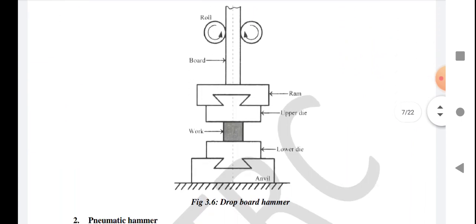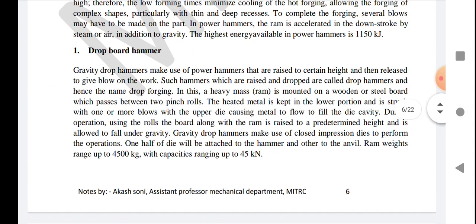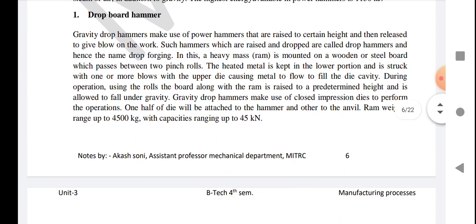First, the drop board hammer. As you see in this figure, a roller moves the ram up and down. The gravity hammer makes use of a power hammer that rises.